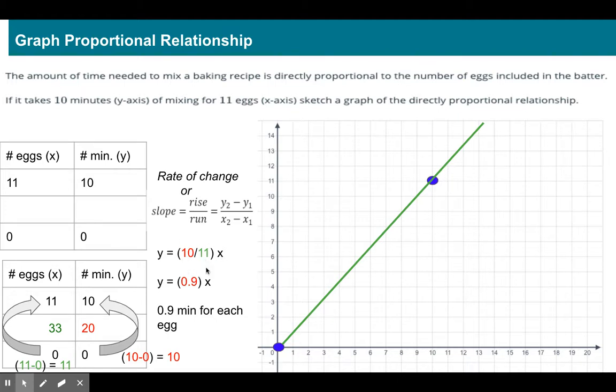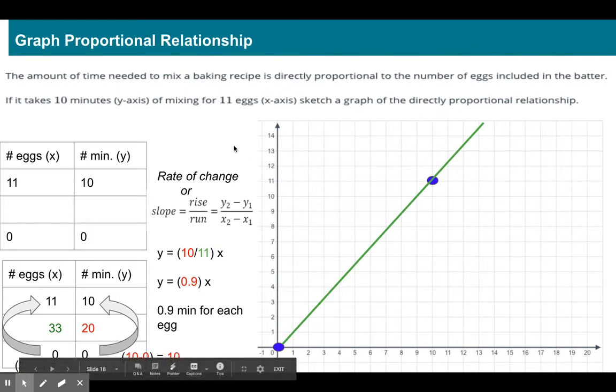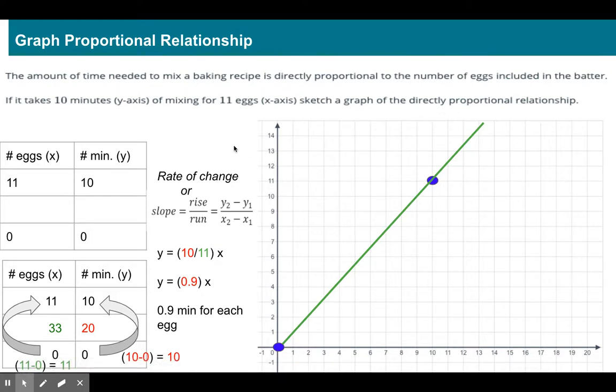If we divide it on a calculator, it's 0.9. We want to make sure we understand what the rate of change or the slope means. So in this relationship, it's saying it takes just under a minute, 0.9 minutes, for each egg.